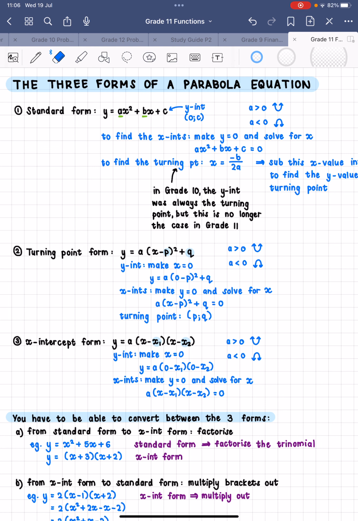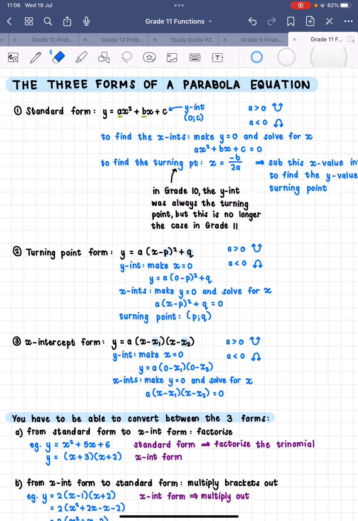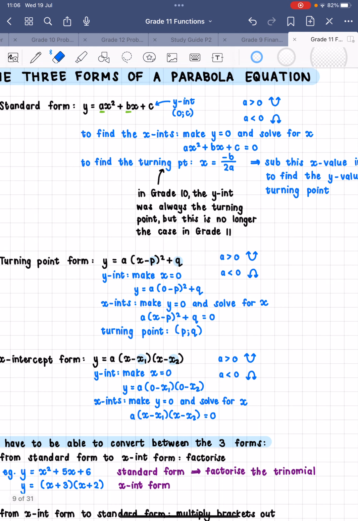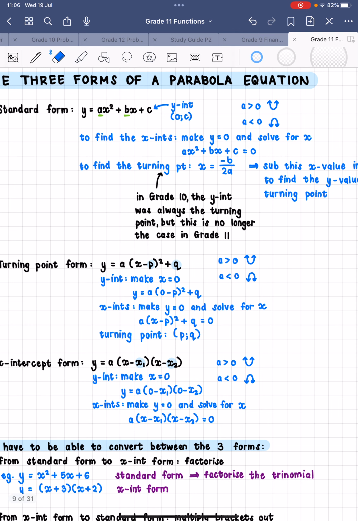I've just done a little diagram here on the side. If a is positive, it's going to be an upwards facing parabola. If a is negative, it's going to be a downwards facing parabola. Alright, to find the x-intercept, you know this, I'm sure. You need to make y equal to 0 and then solve for x. So that will then be a quadratic equation.